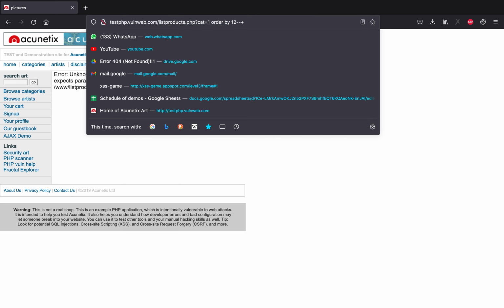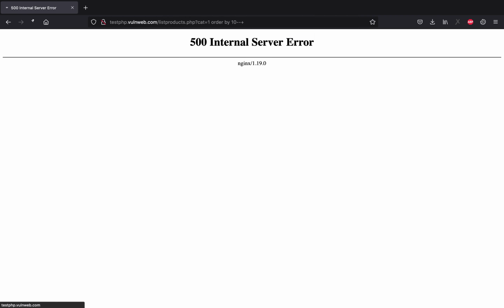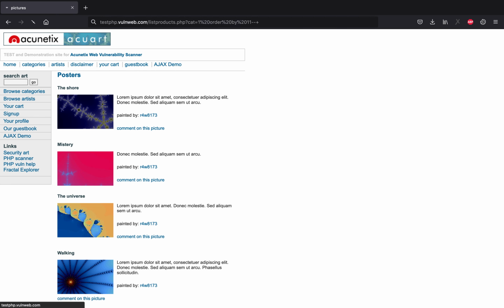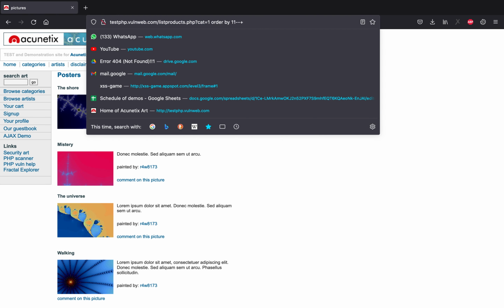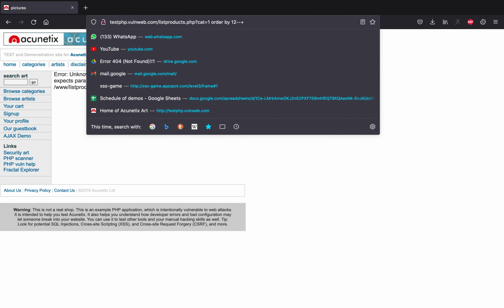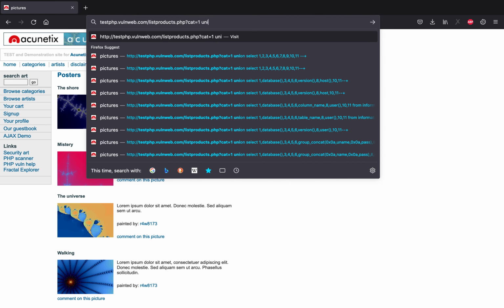So let's check it out. Okay, which means it's either 11 or 12. Okay, there are a total of 11 columns. On the 12th number we are getting the error. Since we know there are just 11 columns, we can use the union clause.